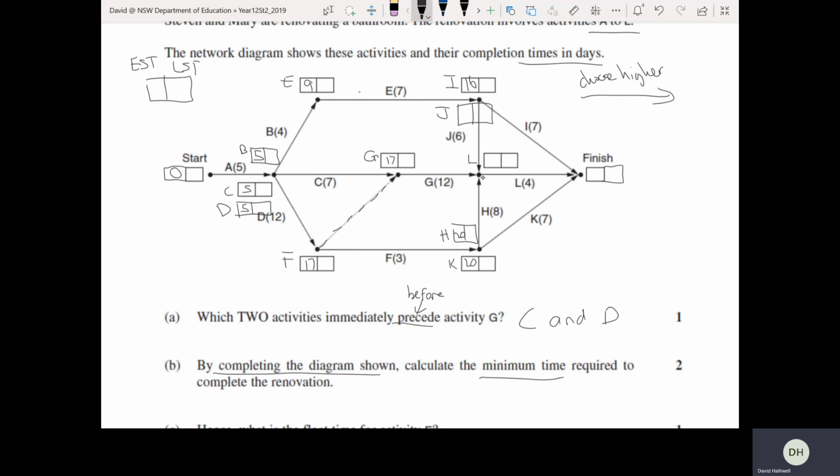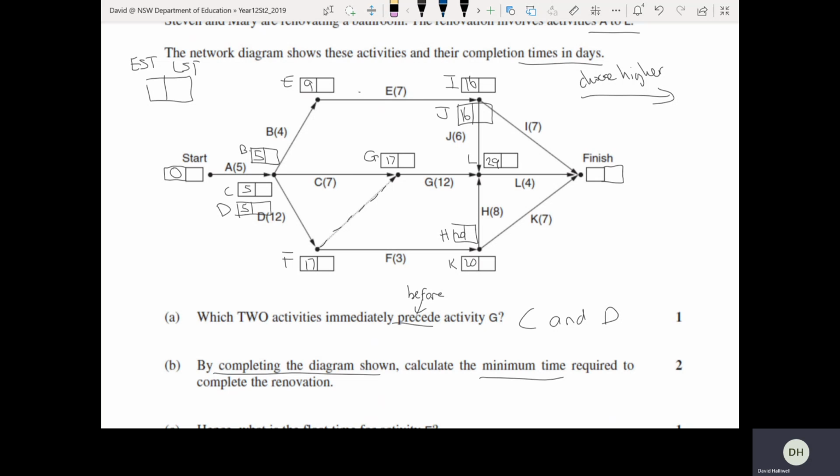Okay, let's have a look at this vertex that is in the middle. Sorry, J has an EST of 16 as well. This vertex here will lead on to L. So there are 3 paths leading in, and we have to select the higher. So 16 plus 6 is 22. 17 plus 12 is 29, and 20 plus 8 is 28. So the highest there is 29. So we select the 29 there.